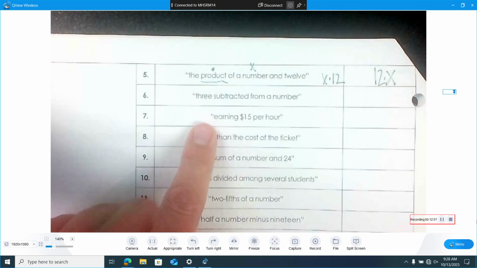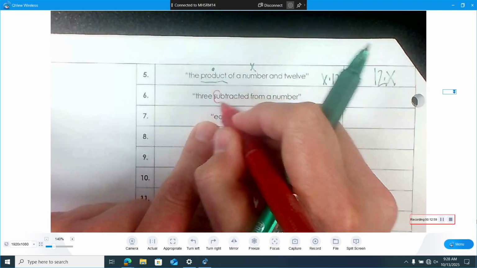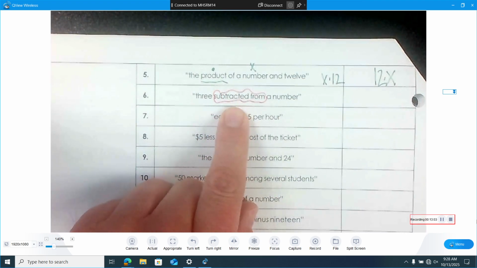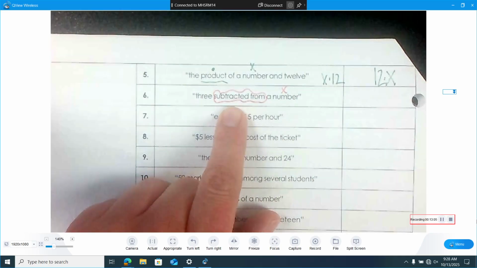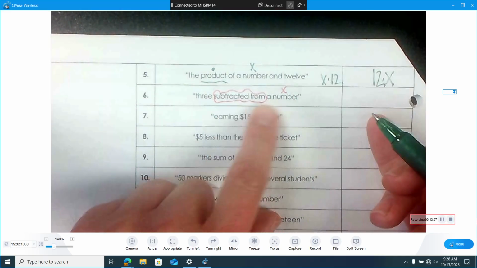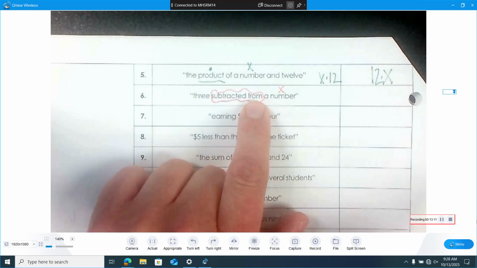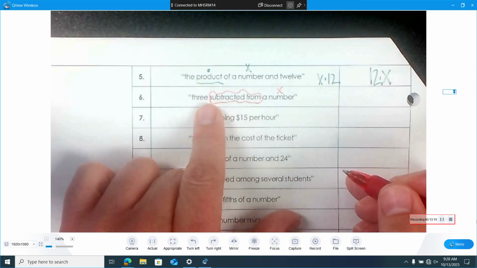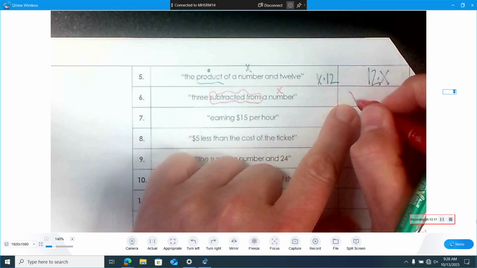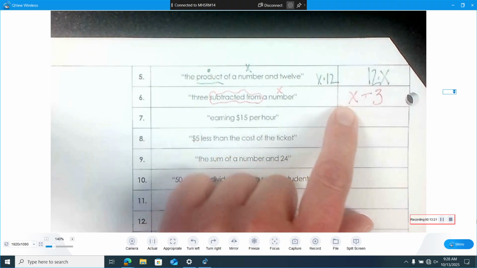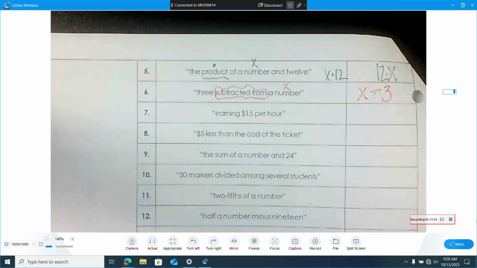All right, this is a big one. 3 subtracted from a number x. Yeah, x minus 3. Very good. That is the tricky one. To be subtracted from, we have to have something to subtract 3 from first. So we have the x first, and then we are subtracting the 3. So 3 subtracted from a number.